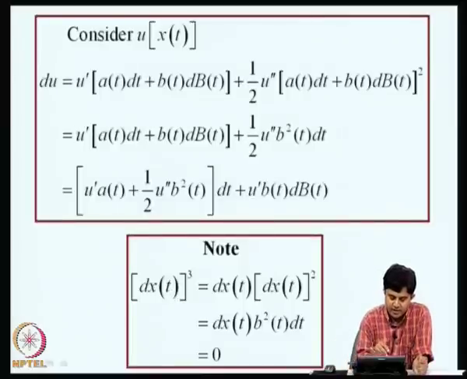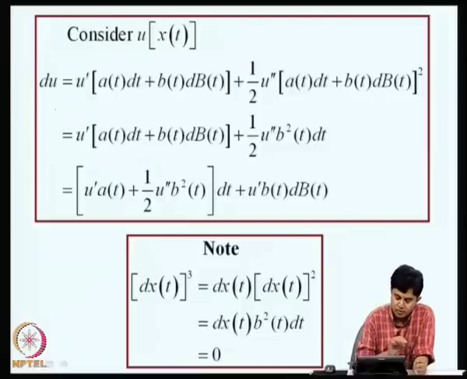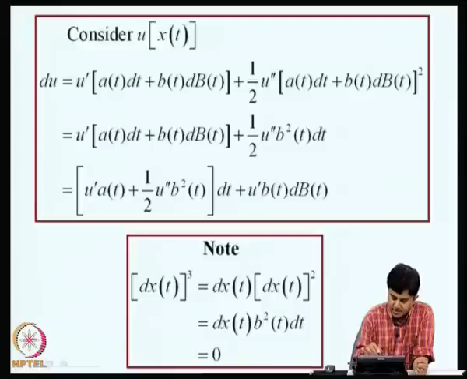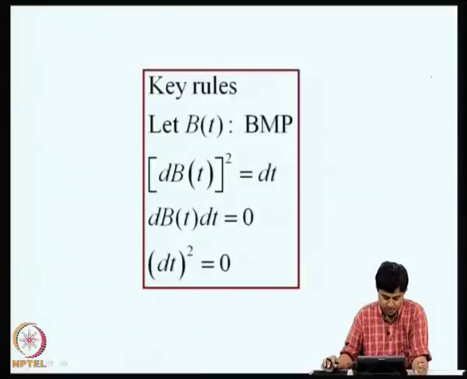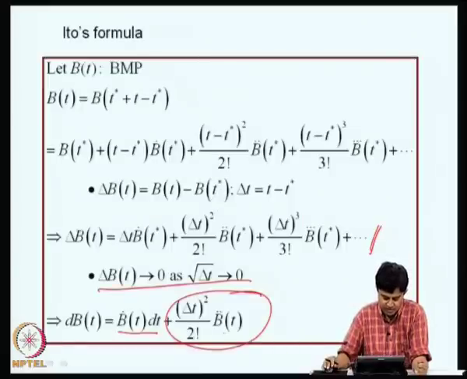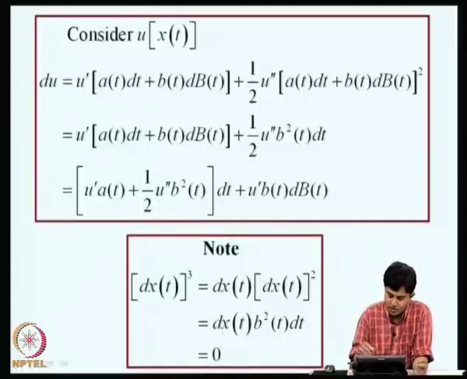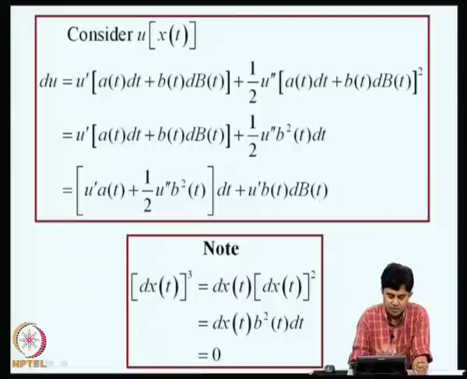Now, let us consider a function u of x of t. What is du? du is u prime into x dot, plus half of u double prime into x dot square, because that is what we have shown here. A similar logic is being used here. So, if I now substitute for x dot in terms of a dt plus b dB t and then carry out these operations and use those 3 rules, I get du as u prime a of t plus half u double prime b square of t dt plus u prime b of t into dB of t. So, this is known as Ito's formula.